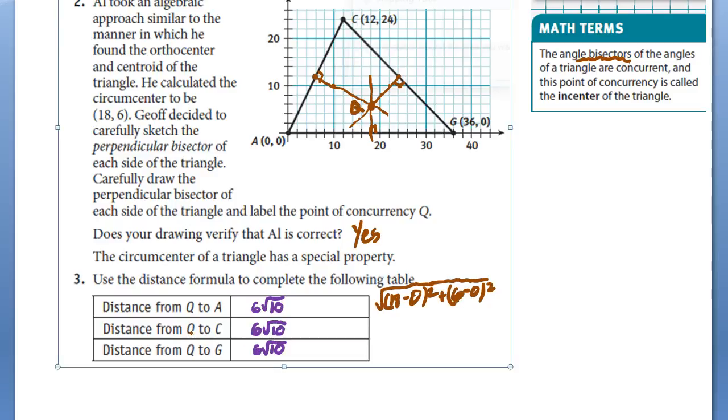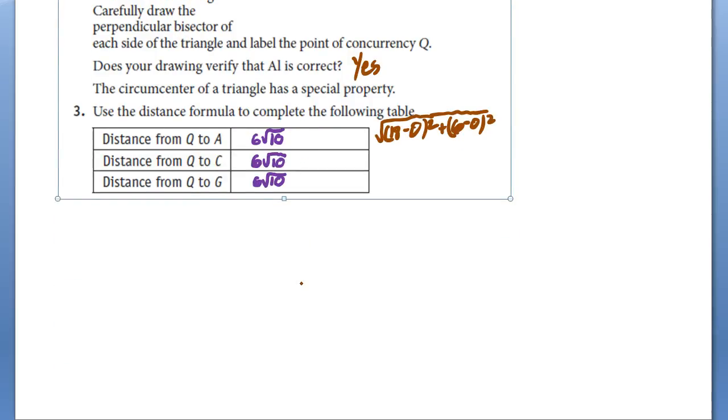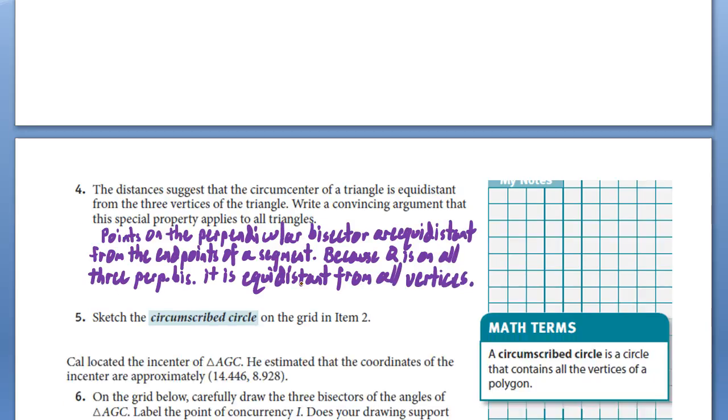Then find the distance from point Q to point C. So how far is it from this dot to that vertex? Again, use the distance formula to subtract the ordered pairs of those points, and you also get 6 square root of 10. Likewise, the distance from here to point G is 6 square root of 10. Does that suggest a special property? The distances suggest that the circumcenter is equidistant from the 3 vertices of a triangle.